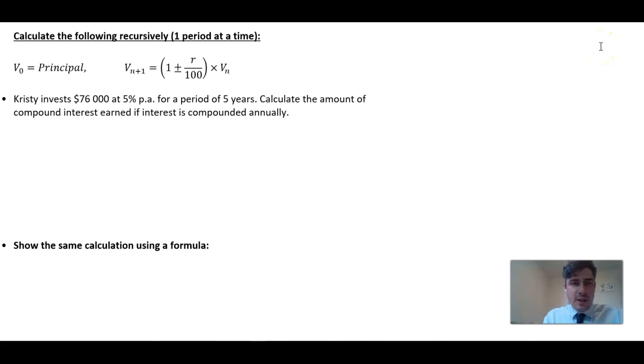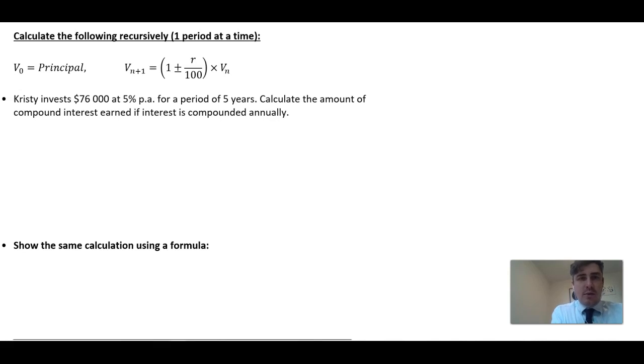Okay, in the previous video we looked at using compounding tables to work out the value of an investment over time. So each time it goes up and up, and the increase goes up and up as well. This time we're going to use recursion to do the same thing. So remember that a recurrence relation for compound interest looks like this.